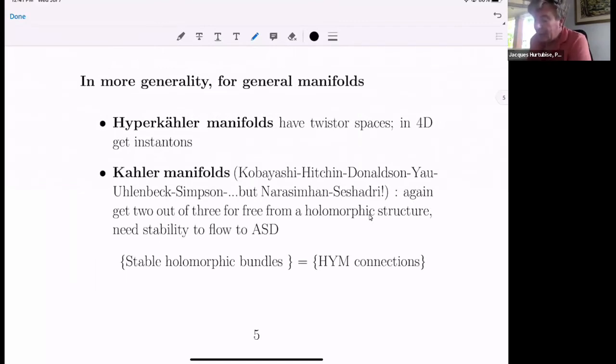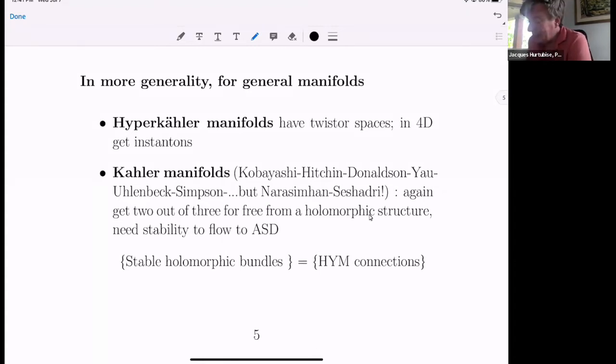And for general manifolds, if your manifold is what's called hyperkähler, so it has a metric whose holonomy is Sp(n), or it has three complex structures, it's Kähler in three different ways. These will have twistor spaces, and in 4 dimensions, you'll get instantons from this twistor construction.